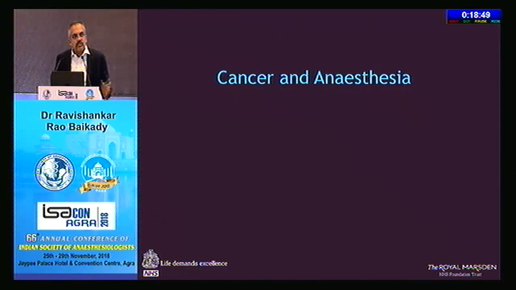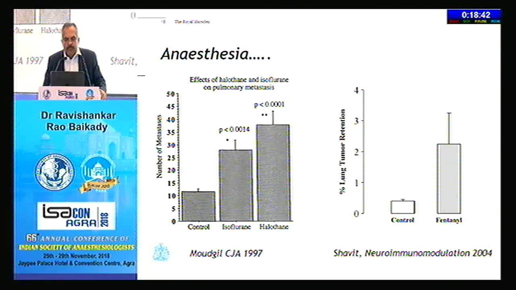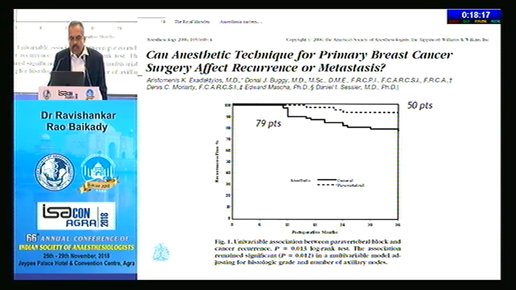I'm going to touch base on a few of the anesthetic aspects to get clear thoughts on which ones do affect and which ones don't. This is one of the original works which says halothane and isoflurane have an effect on pulmonary metastasis. It's not just the anesthetic agents, but also large doses of fentanyl. Animal studies showed that there is an effect: more tumor cells if you have exposed to inhalation anesthetics or even large doses of fentanyl. It's not just the general anesthetic.